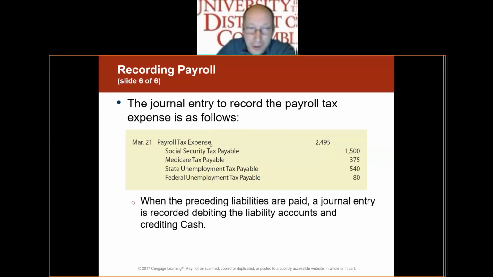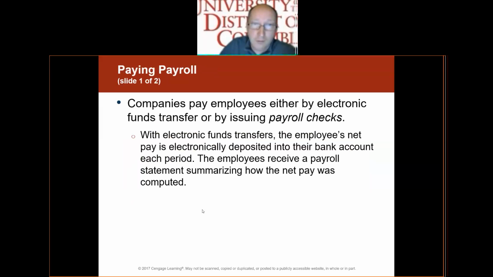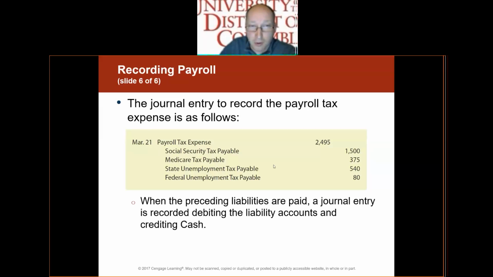Okay. To record that entry, we debit payroll tax expense to increase our payroll tax expense, $2,495. We credit Social Security tax payable, Medicare tax payable, state unemployment tax payable, and federal unemployment tax payable by their respective amounts. As you know, debits always equal your credits. This is the journal entry that we make in order to increase all of our payables and to increase the recognition of our expense.